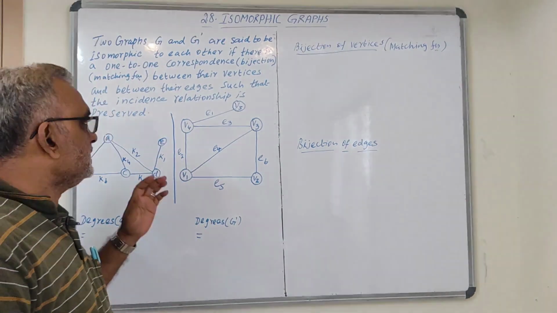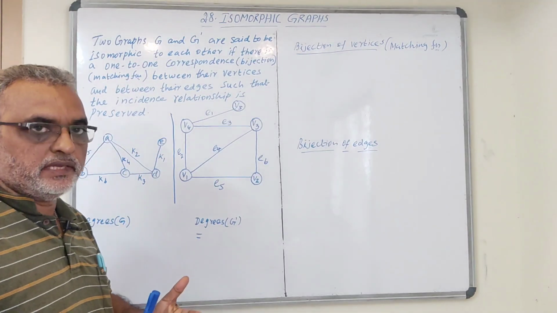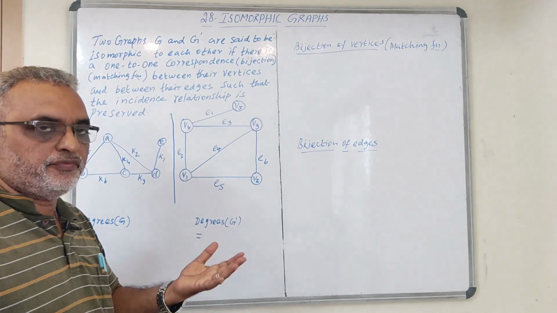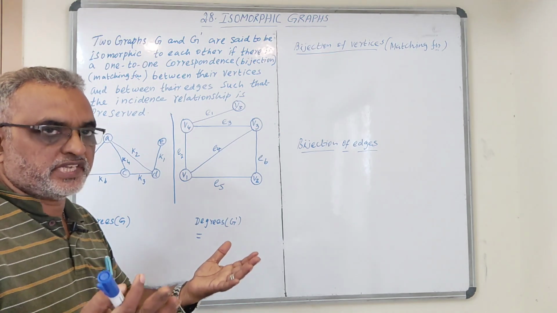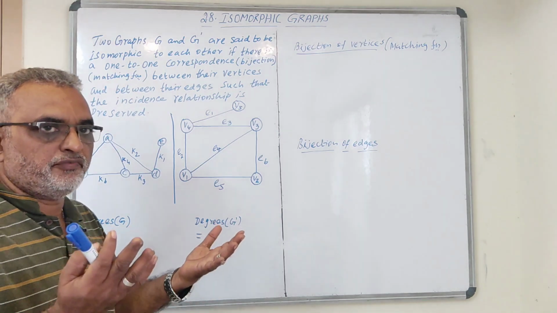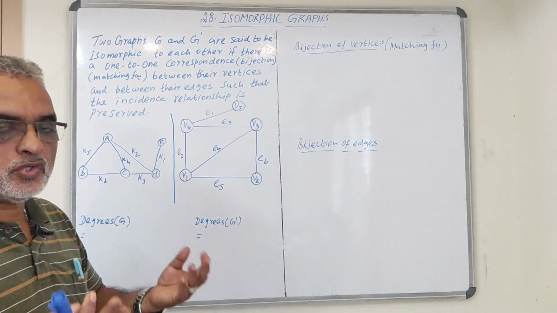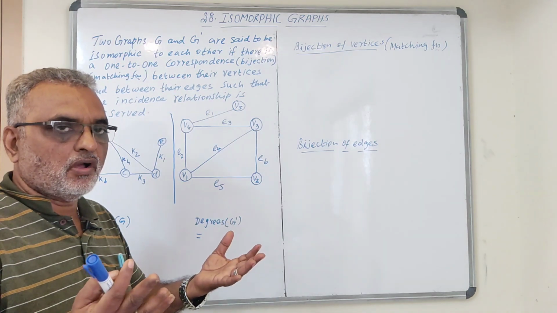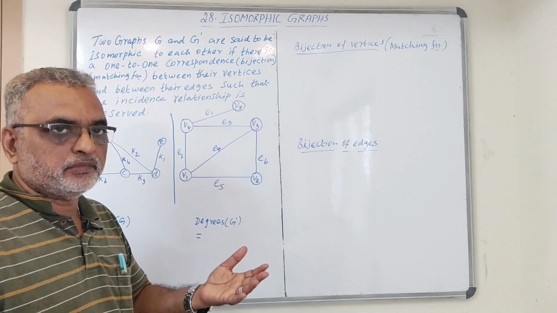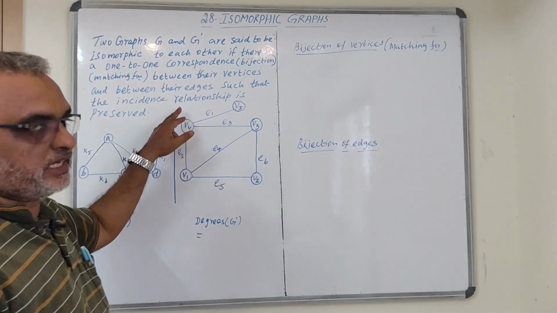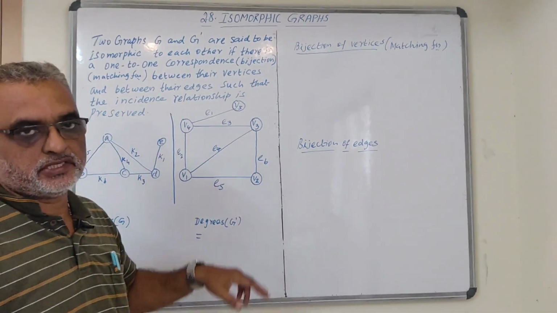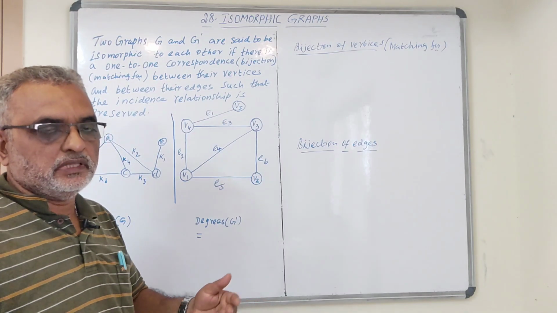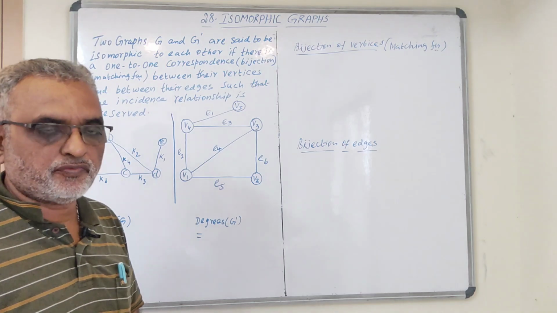incident relationship is preserved. So in this case we have to compare both the graphs: if the number of vertices are same, if the number of edges are same, and also we have to verify that the degree of the vertices are same. Apart from that, one more thing we have to check is that the incident relationship between both the graphs is preserved. Then we can call it an isomorphic graph.